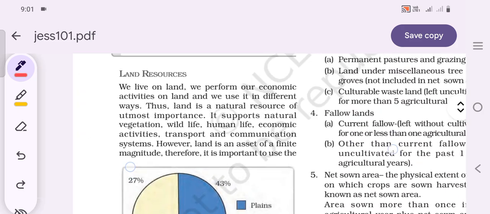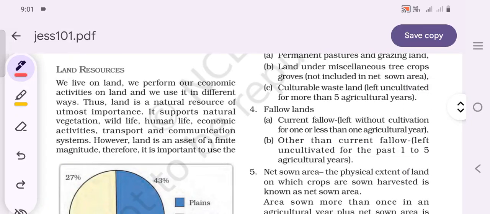So now let us discuss land resources. You all know that land is the basic essential thing required for our environment. On land only we perform our economic activities. Whatever the agriculture, mining, industry, rivers flowing, or whatever things are built or done, they are done on a piece of land only. So, in fact, we live on land, we perform our economic activities on land, and we use it in different ways.